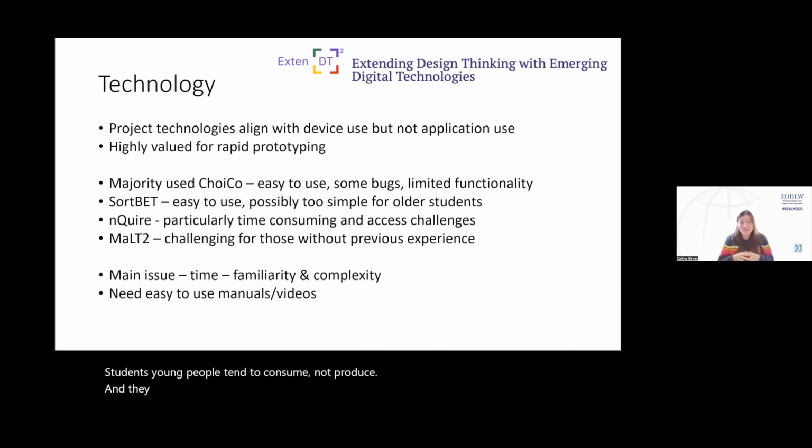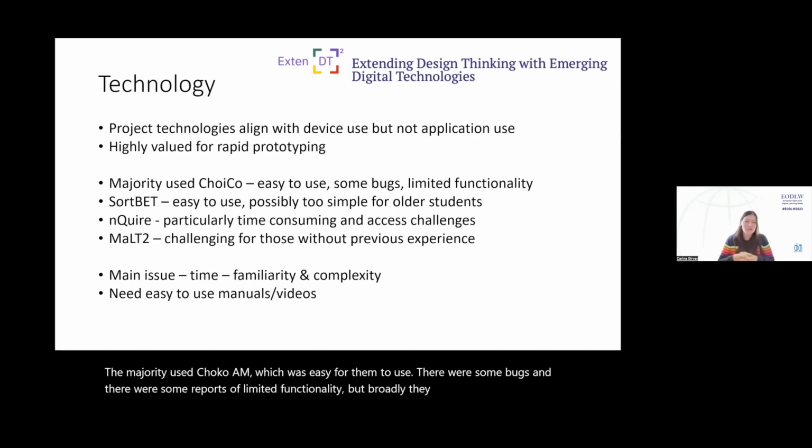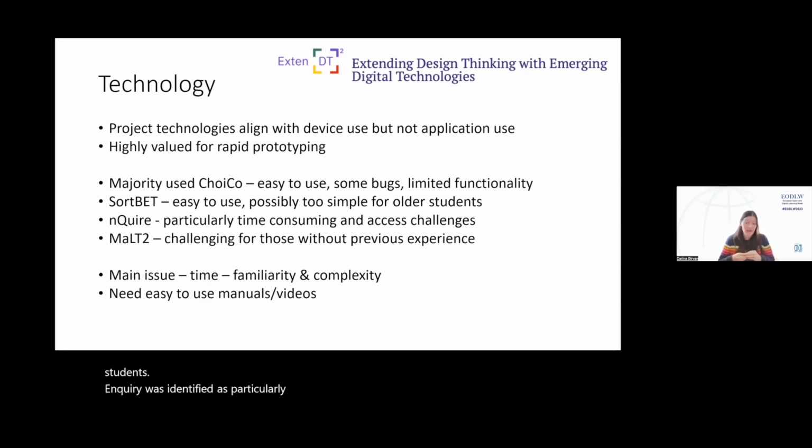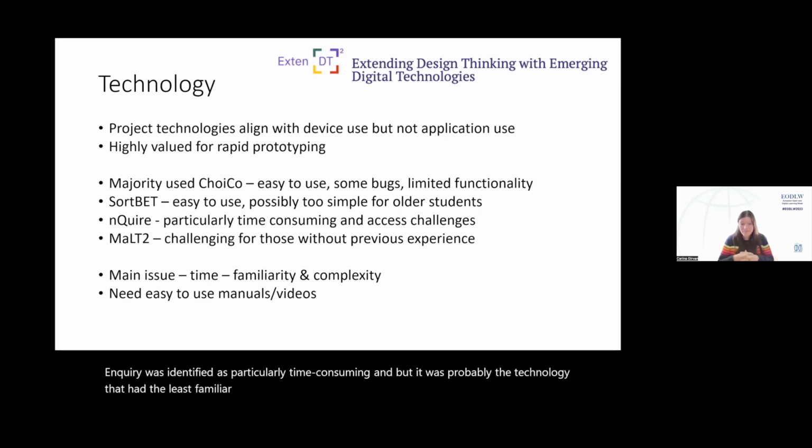And they highly valued the project technologies for rapid prototyping. The majority used Choico, which was easy for them to use. There were some bugs and there was some reports of limited functionality, but broadly they enjoyed using Choico. When it came to Sorbet, it was felt to be particularly easy to use, but possibly too simple for older students. Enquire was identified as particularly time-consuming, but it was probably the technology that had the least familiarity.